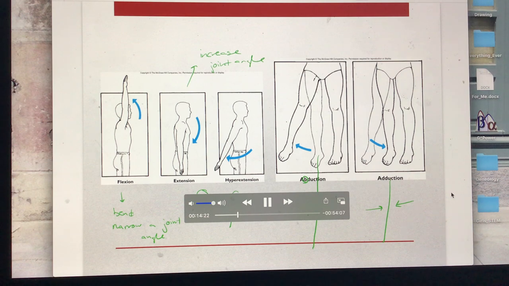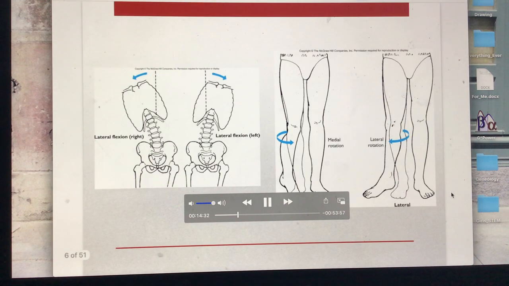Not every joint can do all of these. The hip, the shoulder, the fingers, they can abduct and adduct. The elbow cannot. The elbow can only flex and extend, all right? Sometimes we can have lateral flexion. We'll discuss that more. We have medial or internal rotation, which is to rotate towards the midline. And we have lateral or external rotation, which is to rotate away from the midline.